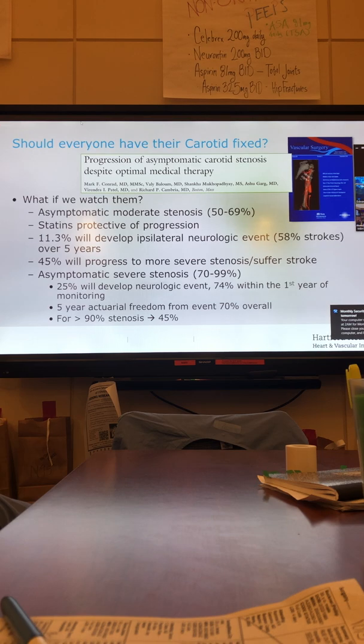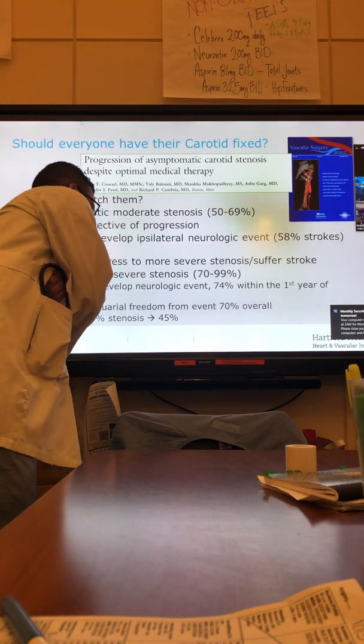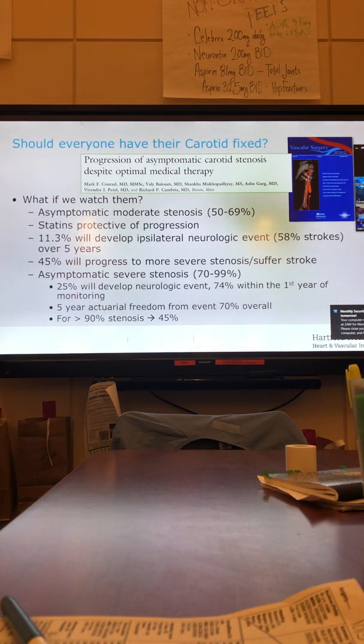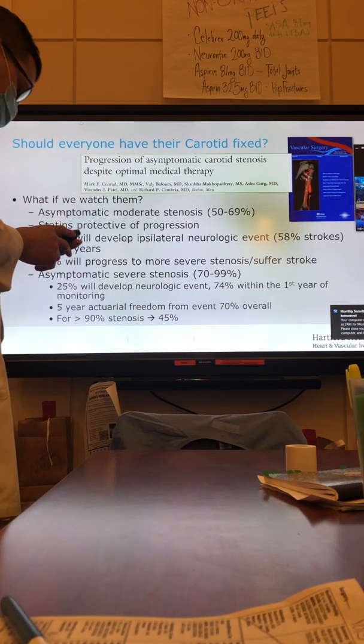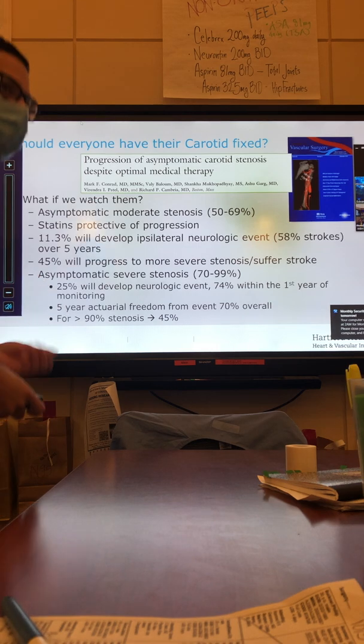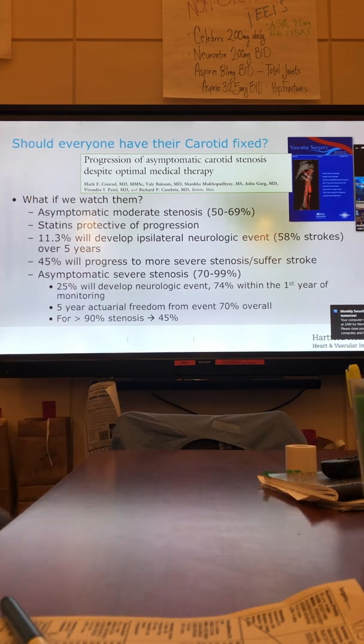So you can tell a patient with 50 to 70% stenosis, we can watch you. The likelihood of us reducing stroke is fairly low, all right? So we can watch you with medical therapy, and your risk of progression is, you know, maybe 45%, but again, this is a somewhat older trial. I would argue that's a little lower now.